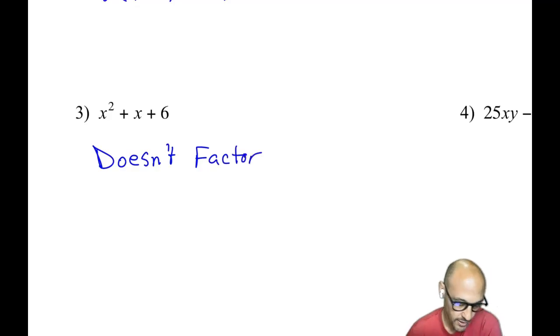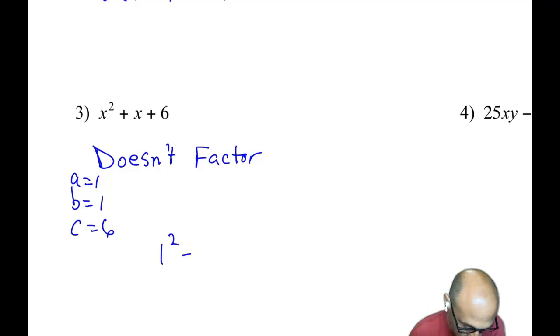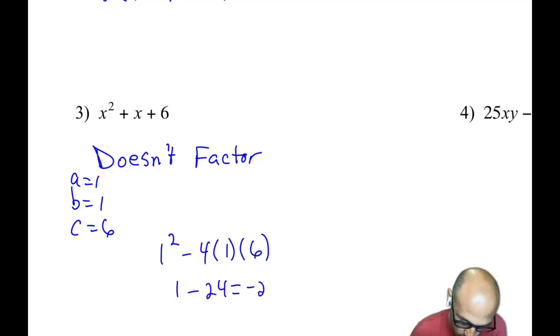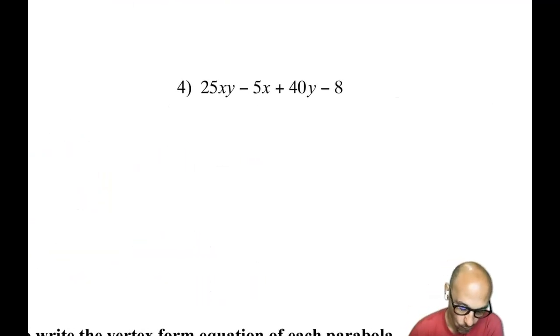Another way of seeing that is by using the discriminant. So the discriminant is b squared minus 4ac. Well, b is 1, a is 1, and c is 6. So b squared minus 4 times a times c is going to be 1 minus 24 equals negative 23. When the discriminant is negative, there are no real roots, and so in this case it wouldn't factor.